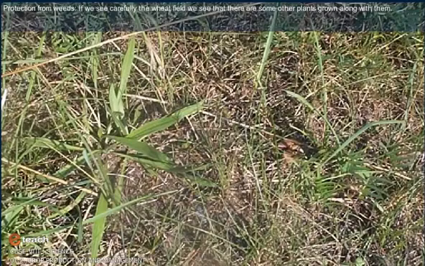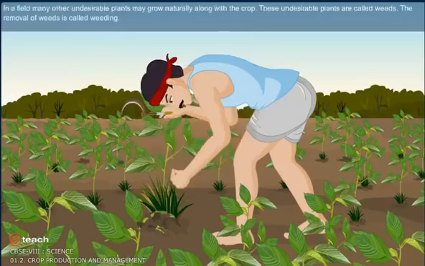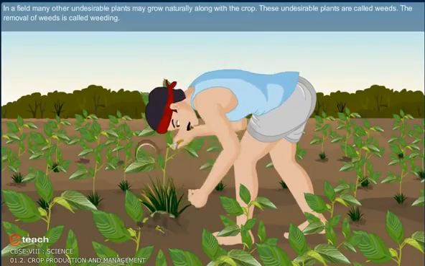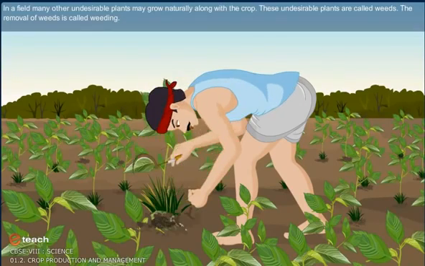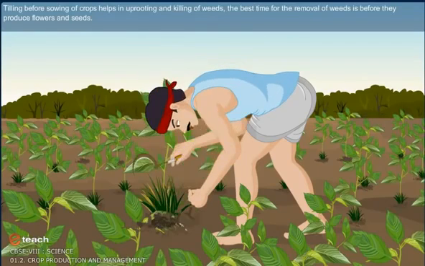Protection from weeds. If we see carefully the wheat field, we see that there are some other plants grown along with them. In a field, many other undesirable plants may grow naturally along with the crops. These undesirable plants are called weeds. The removal of weeds is called weeding. Tilling before sowing of crops helps in uprooting and killing of weeds. The best time for removal of weeds is before they produce flowers and seeds.